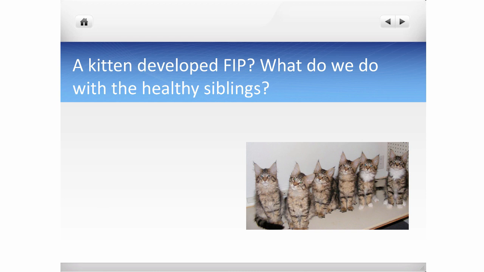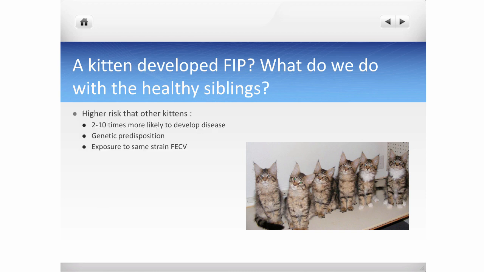A kitten developed FIP, what do we do with the healthy sibling? So now we've got genetically related, identical, little pointy-eared Maine Coon varieties. They kind of look like they were cloned, which is even worse, right? Like those last two look like identical twins. They are at a higher risk. Epidemiological statistics support that they are 2 to 10 times more likely to develop FIP. They may have the genetic predisposition. They've been exposed to the same FECV potentially. And so what do we actually do about that?